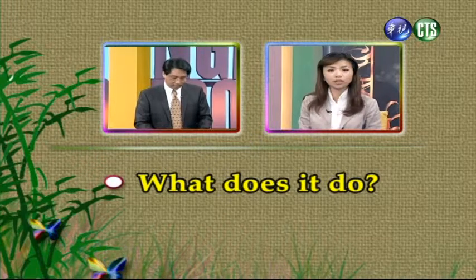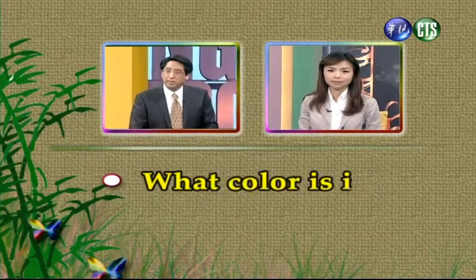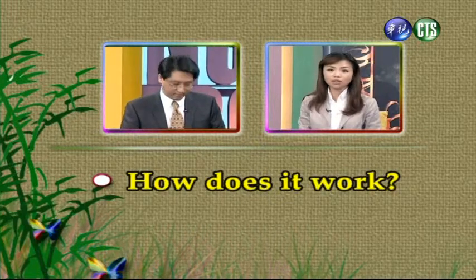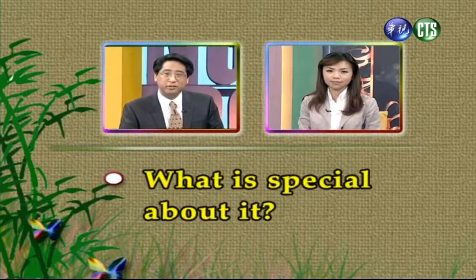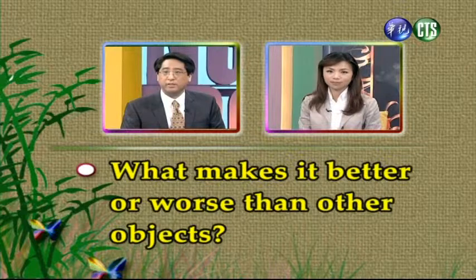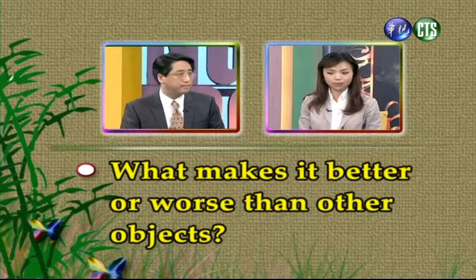What is its function? What color is it? How does it work? How is it used? What is special about it? What special parts should we know about? And our last question, what makes it better or worse than other objects? Compared with other things, what are its strengths or weaknesses? All right, let's take a little bit of a break now. We'll be back with more English composition momentarily. Okay, let's take a short break, and we'll come back to continue explaining for you.